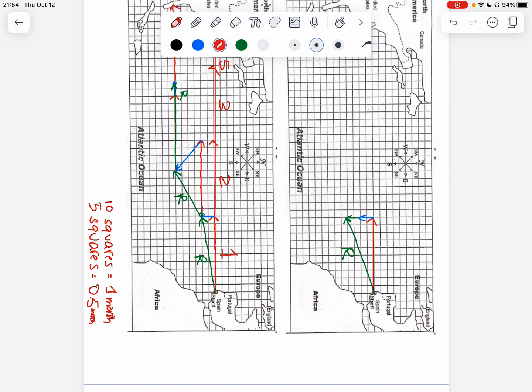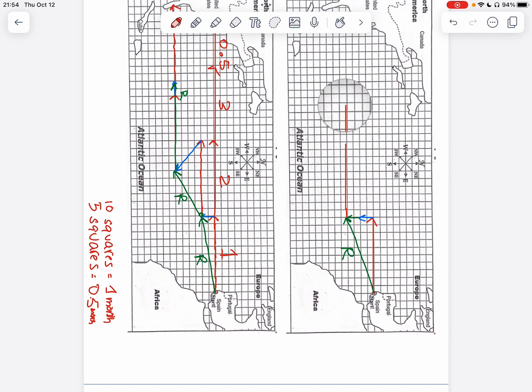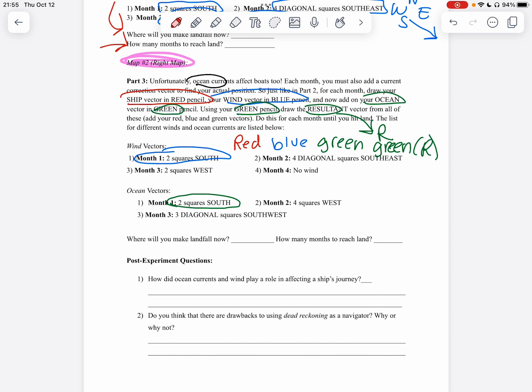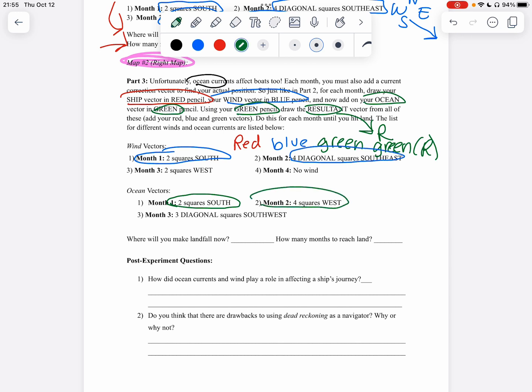Okay, at this point, I'm going to draw in my ship vector from where we just finished. 1, 2, 3, 4, 5, 6, 7, 8, 9, 10. Oops. Okay. So now I have to go back up and look at what my next command is for month number 2. So month number 2 says 4 diagonal squares southeast for wind. Let me use the appropriate color here, blue. And then for the ocean, I'm going to do 2 squares west.